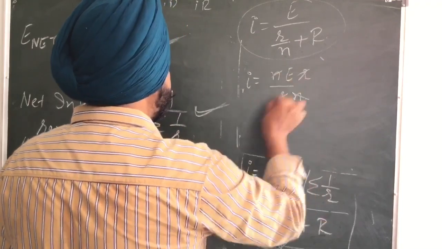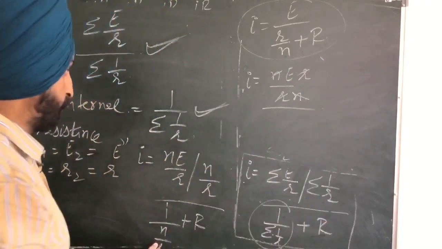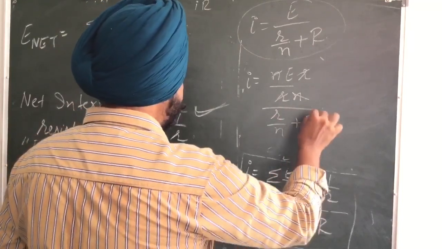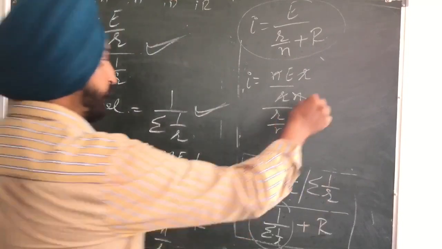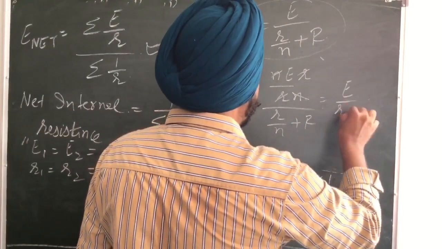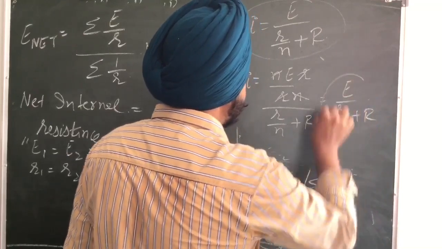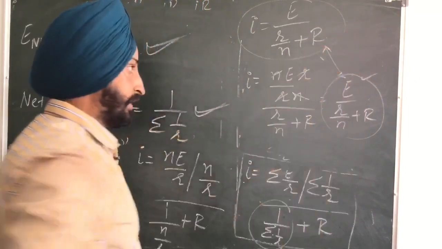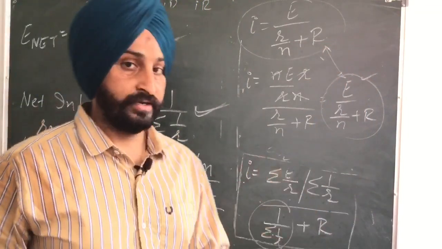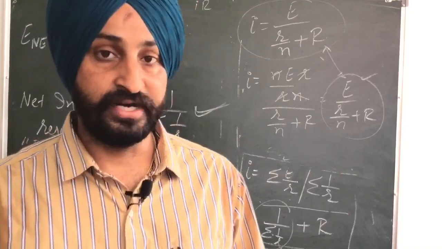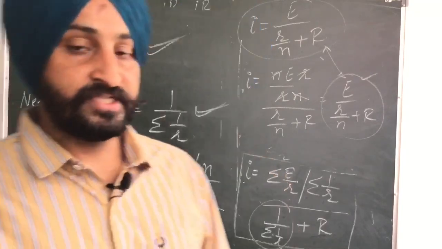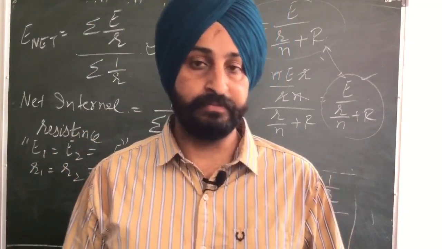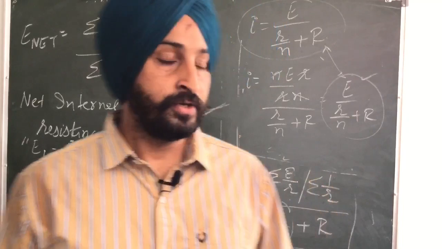This will get cancelled. So in the denominator we have R by N plus R. So our current would be equal to E by R by N plus R. So this is exactly the same formula that we have derived in case number 1 when EMFs were equal or internal resistances were also equal. So this is our second case when we have different batteries of different EMFs and different internal resistances.